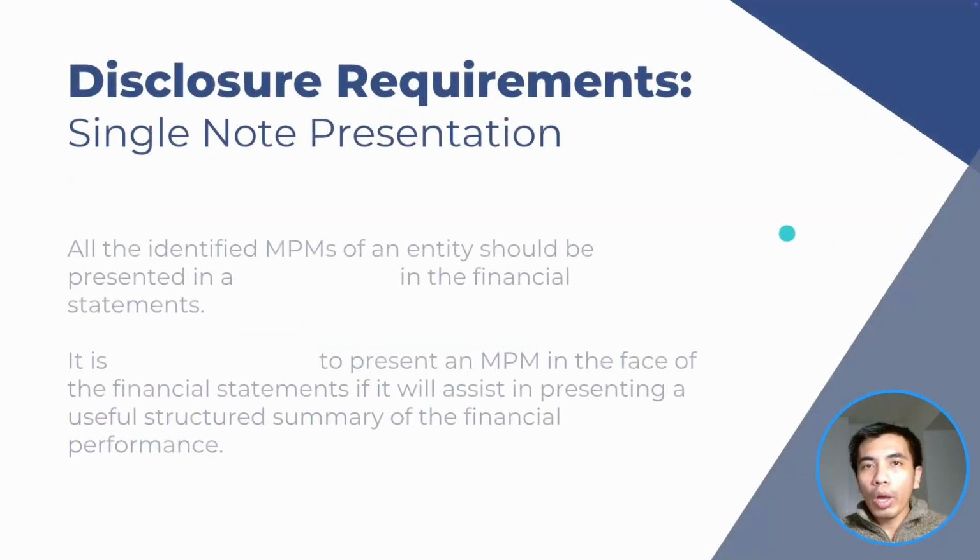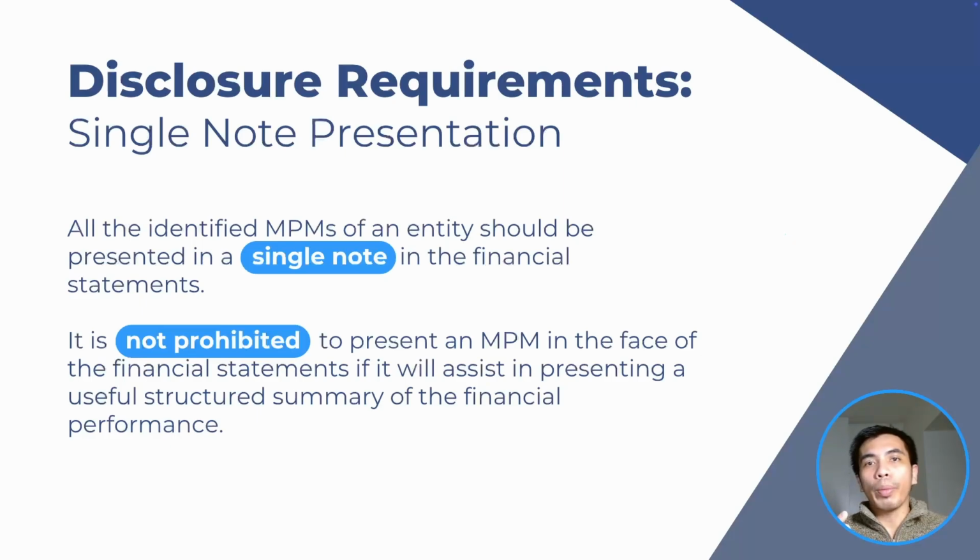Okay, so we have been talking a lot about the different disclosure requirements. If it is an MPM, what should we do? And why is it that you have to have additional information if you identify a measure as an MPM? So number one, all of the MPMs that you have identified for a company should be in a single note. All identified MPMs should be presented in a single note in the financial statements. That's very important, because the standard setters wanted all information to be concentrated in one area.